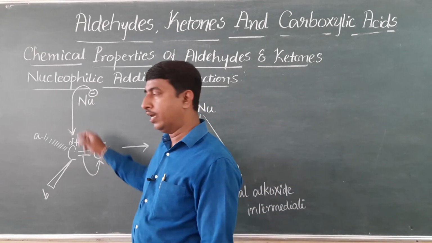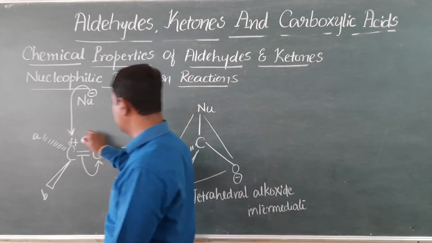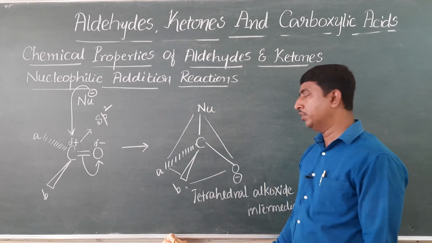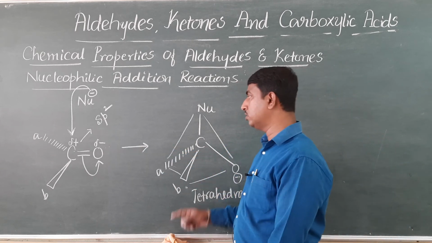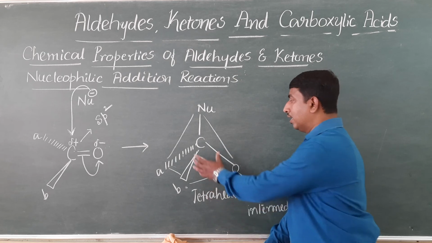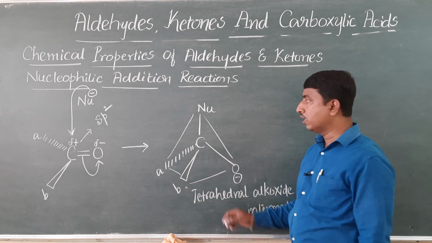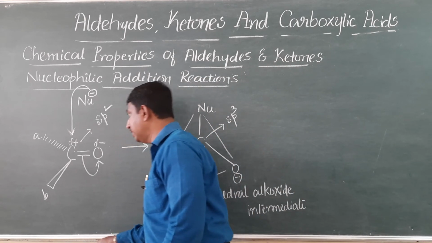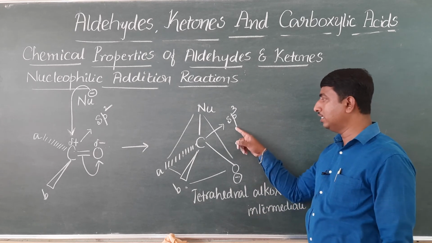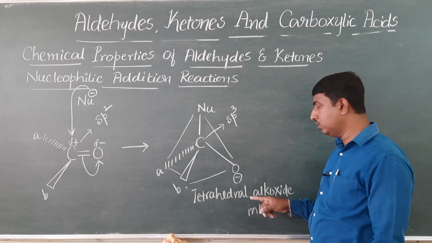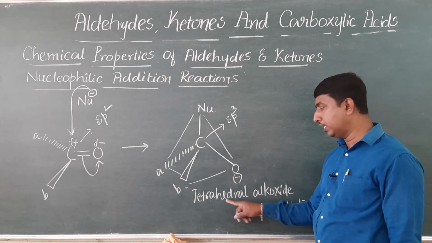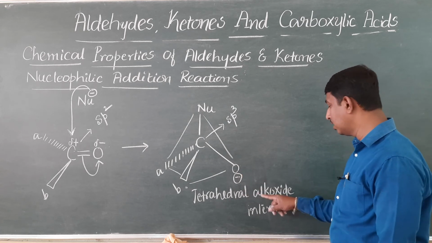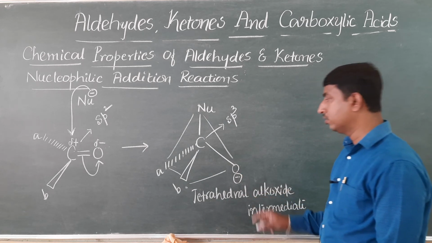Why is it tetrahedral? Before the nucleophilic attack, carbon is sp2 hybridized, with a double bond there. Due to nucleophilic attack, the hybridization of carbon changes from sp2 to sp3. Since there is sp3 hybridization, I have to write the geometry in tetrahedral form. This is the alkoxide intermediate, an alkyl group along with O minus. This is the first step.